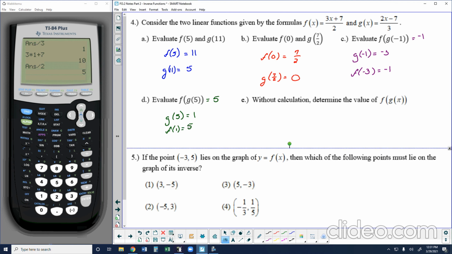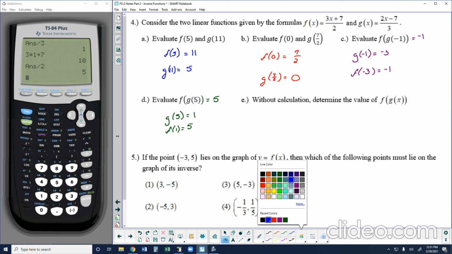You may notice here that these functions are undoing each other's operation. So without calculation, it says determine the value of f of g of pi. Well, if these two functions undo one another, through the substitution and composition process, we would be left with pi. And you could check that by substituting in that value and seeing that this would remain. So what we can see here is these two functions, they actually are inverses of one another.